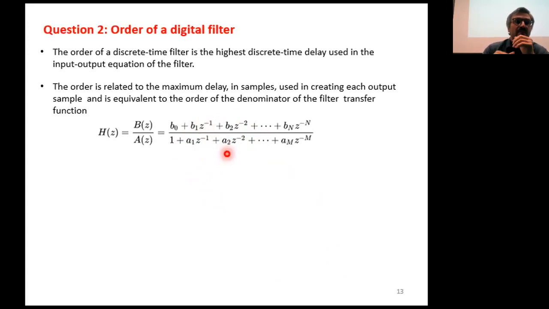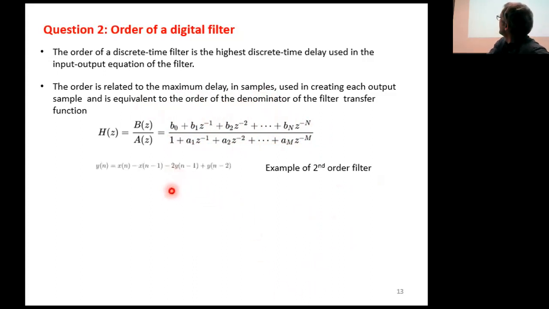And in essence, this transfer function can be one-to-one mapped into a difference equation, like the one we saw, that was like y of k equal to something that depends on past values of the inputs and past values of the output. And the order is the maximum delay of input or output that is in this difference equation. And normally it is equivalent to the order of the denominator, or the polynomial, of the transfer function. And for example, you have an example here.